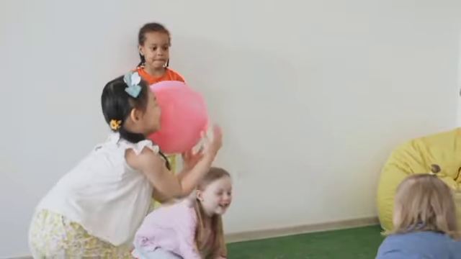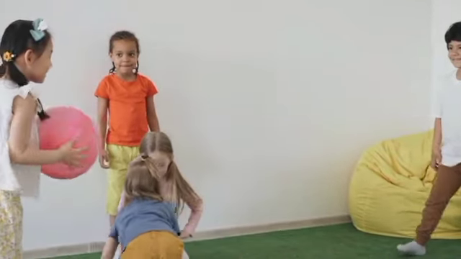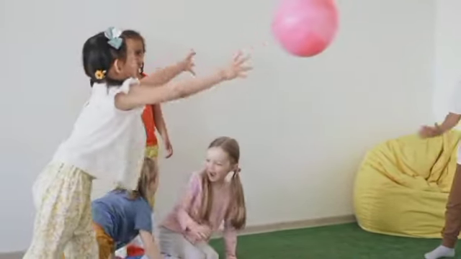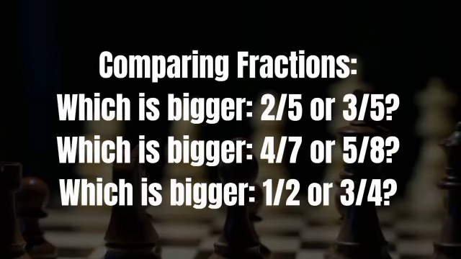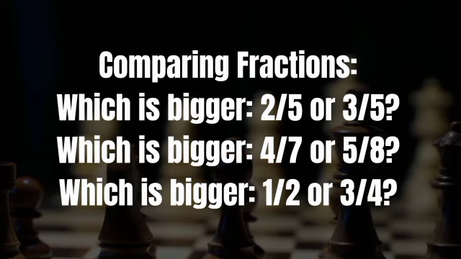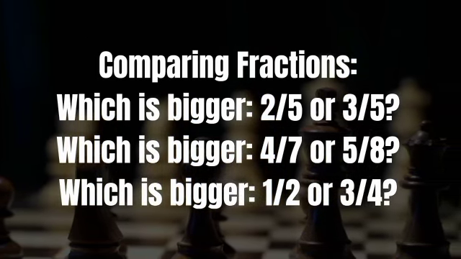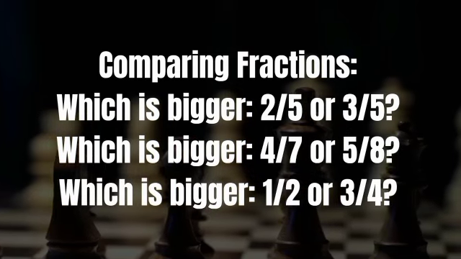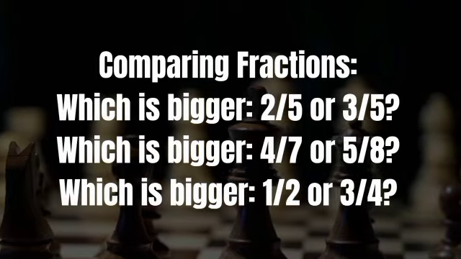Assignment. Alright brain sprouts, now it's your turn. Write these down and try to solve them. Don't worry if they're tricky, just take your time. Comparing fractions. Which is bigger? 2 over 5 or 3 over 5? Which is bigger? 4 over 7 or 5 over 8? Which is bigger? 1 over 2 or 3 over 4?